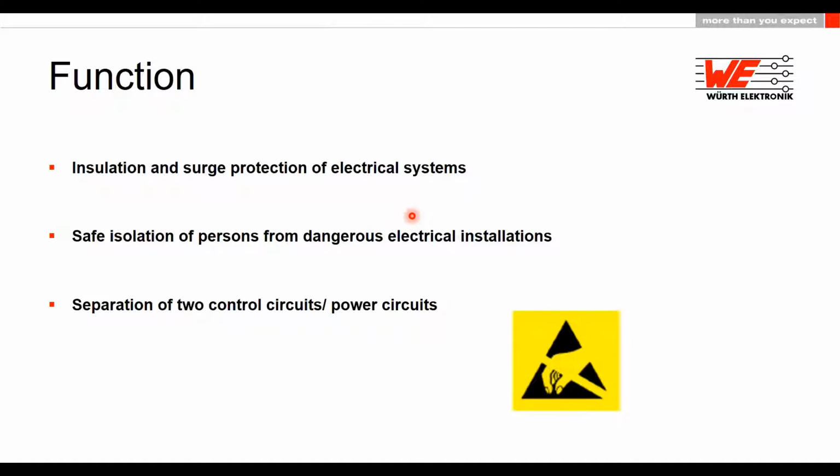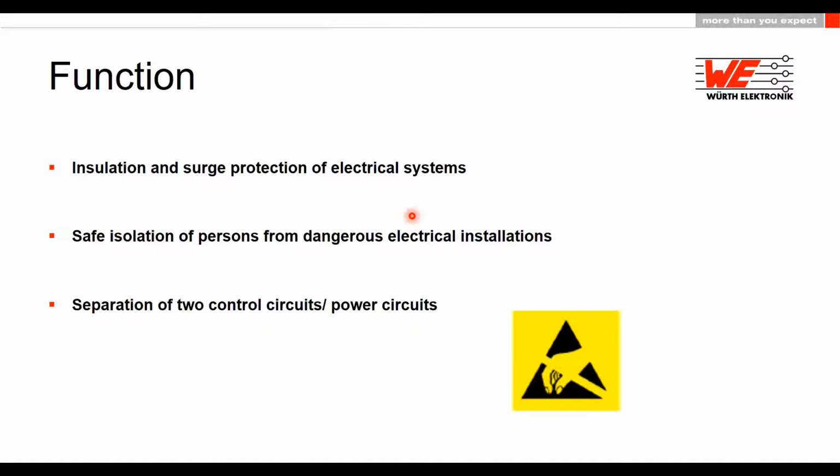So if we consider how many installations, applications or devices we deal with every day, and all these devices are operated with high voltages, then if we have no isolation or surge protection, it could be very dangerous. Another function of an optocoupler is the isolation of electrical systems that need to communicate but have the ground at different potentials. Therefore, an optocoupler is also used.